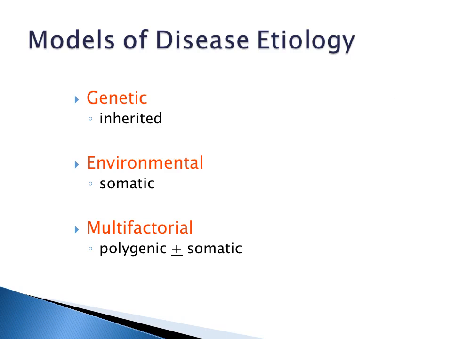So, our models of disease etiology: we have genetic diseases, which are inherited diseases, which we are going to discuss in this lecture. We have environmental diseases, which are usually based on somatic mutations. We also have multifactorial diseases. These are polygenic, meaning numerous genes are involved, plus there are environmental factors that commonly are involved.